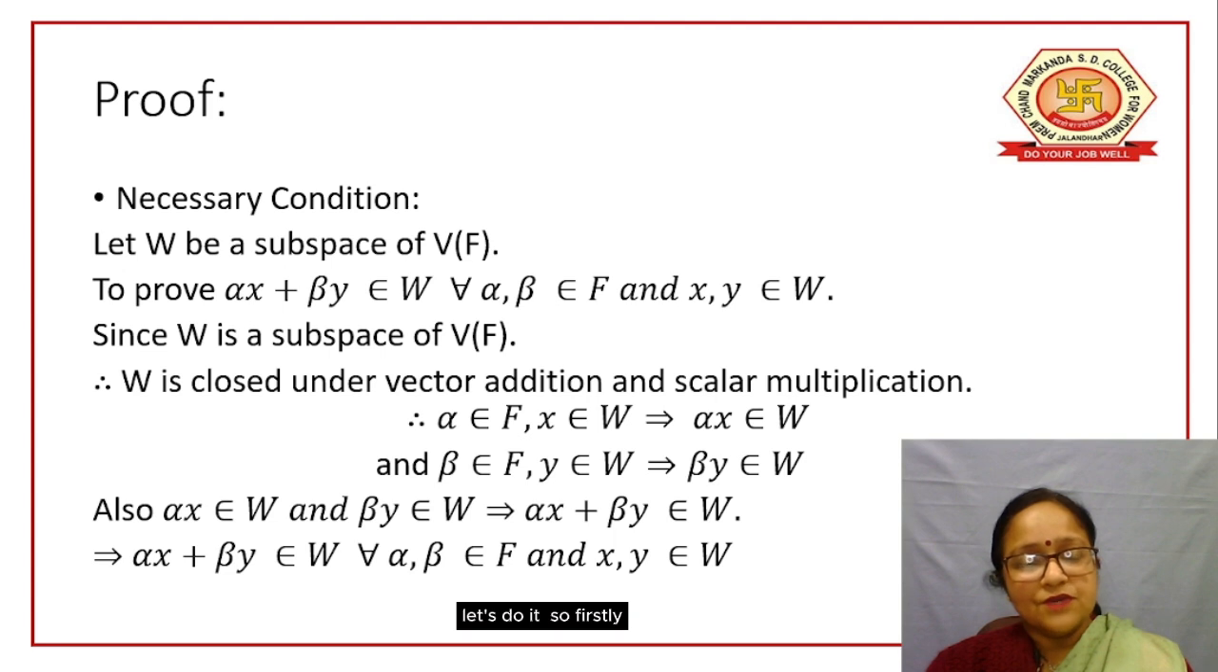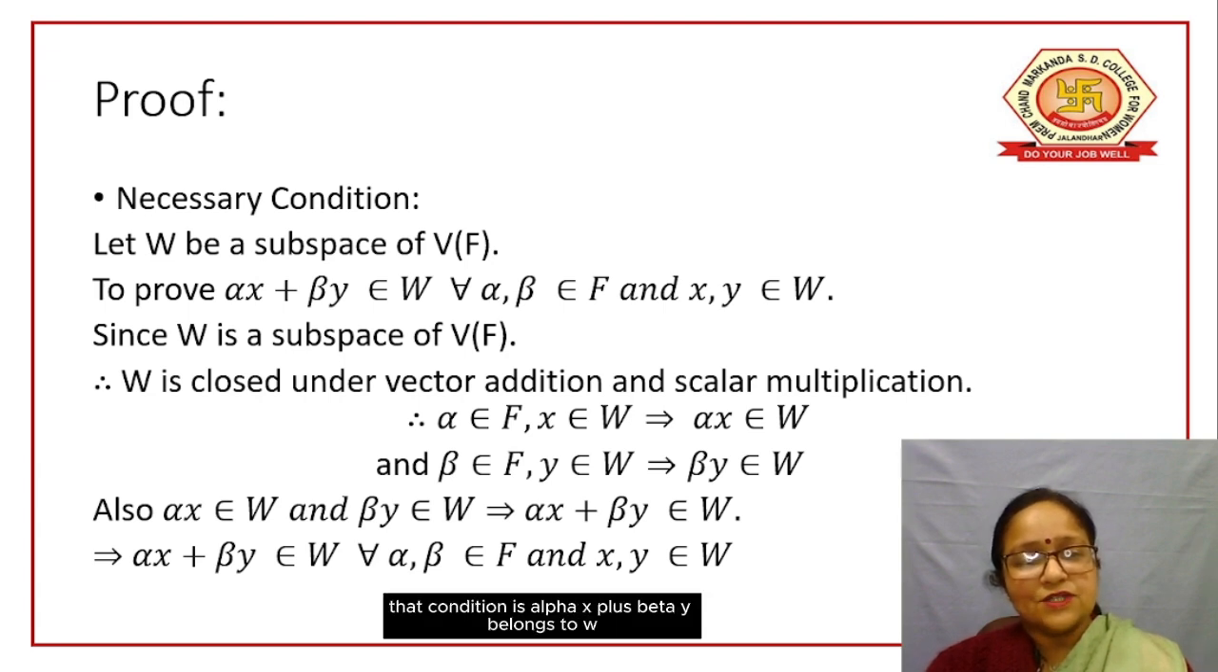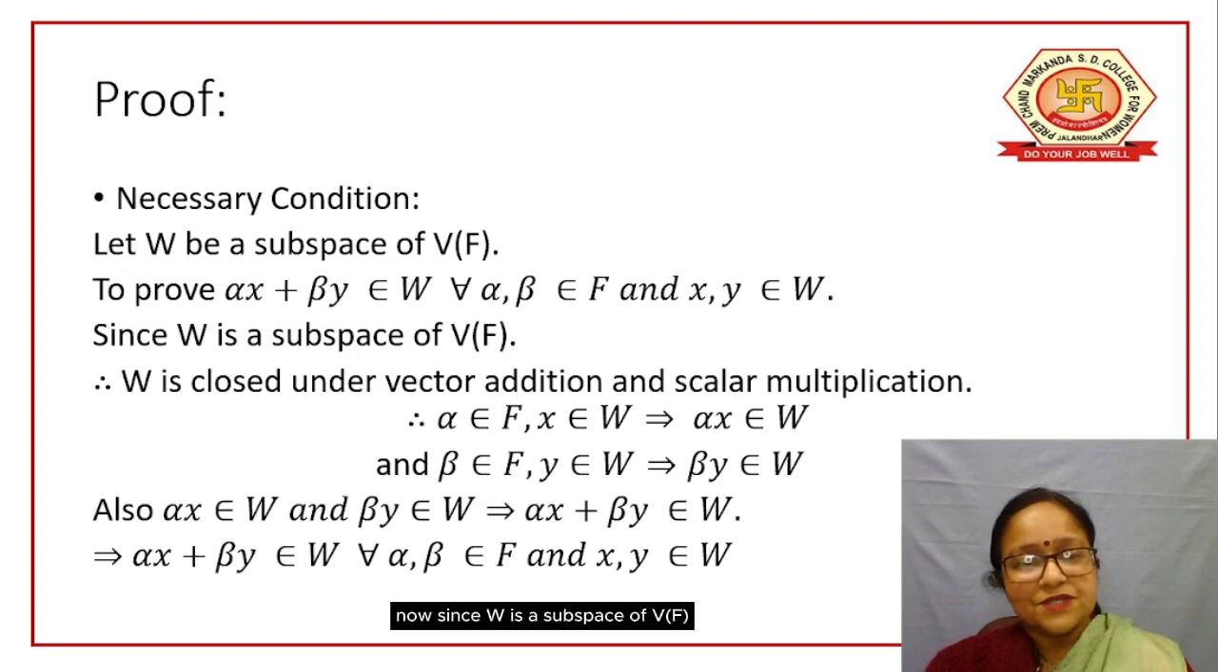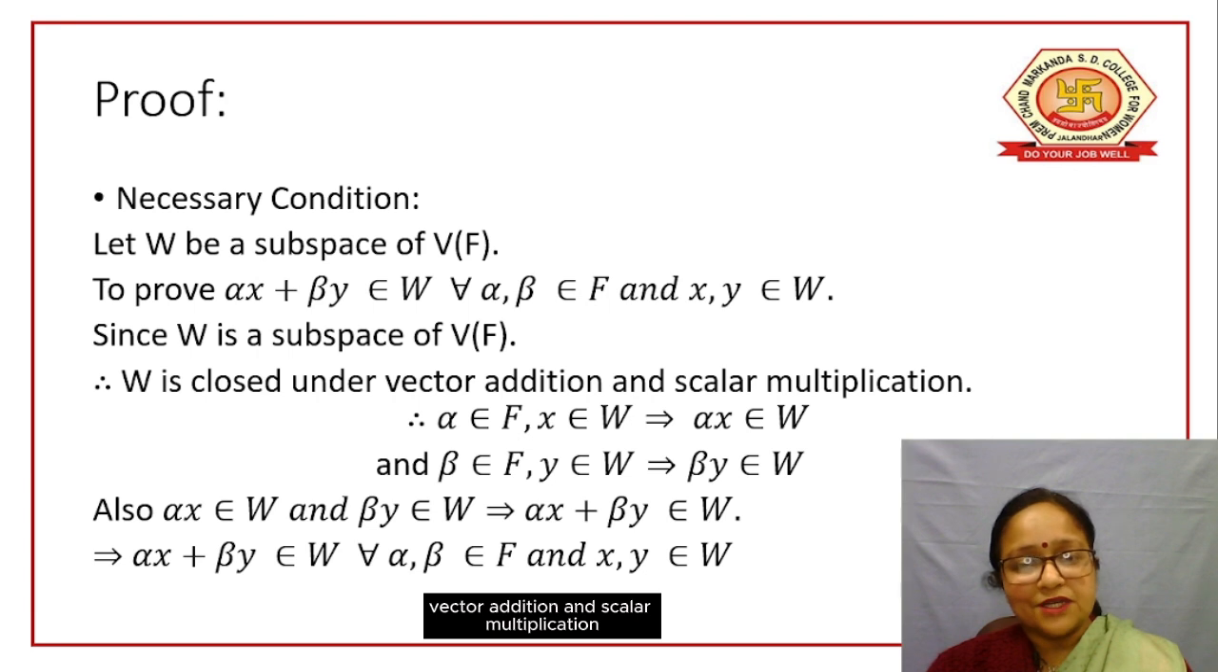Let's do its proof. Firstly we will take the necessary condition of this theorem. In the necessary condition we will take W as a subspace of V(F). So let W be a subspace of V(F) and we will prove the condition, that is, alpha x plus beta y belongs to W for every alpha, beta belonging to F and x, y belonging to W. Now since W is a subspace of V(F) and we had already shown that if W is a subspace of V(F), it is closed under vector addition and scalar multiplication.